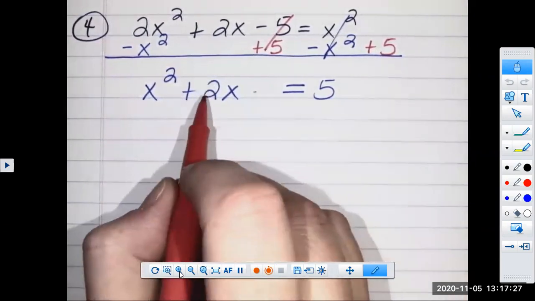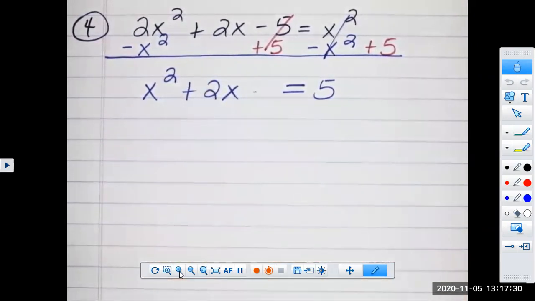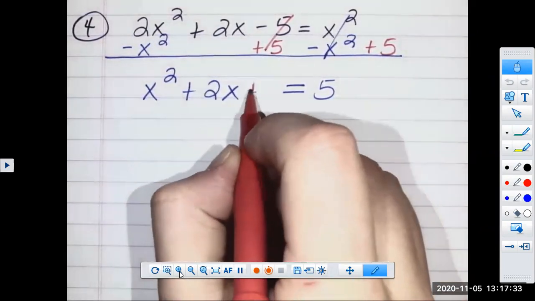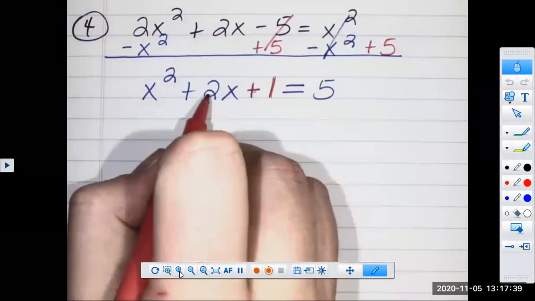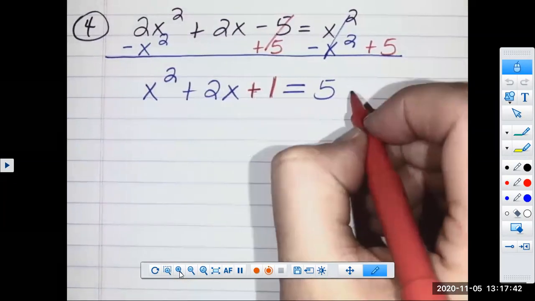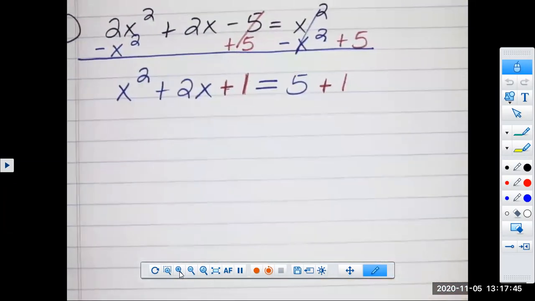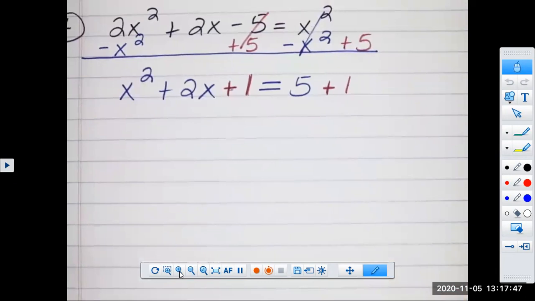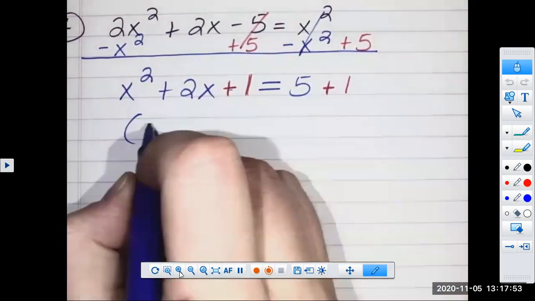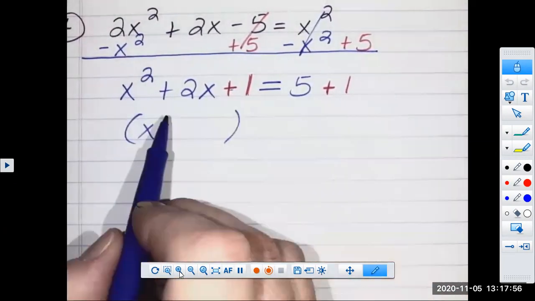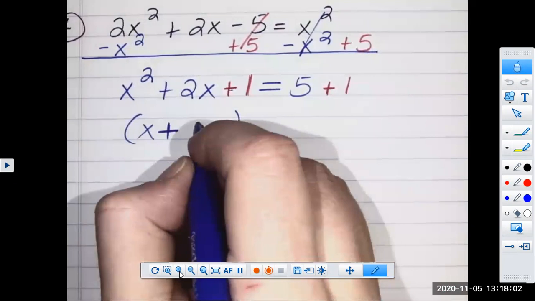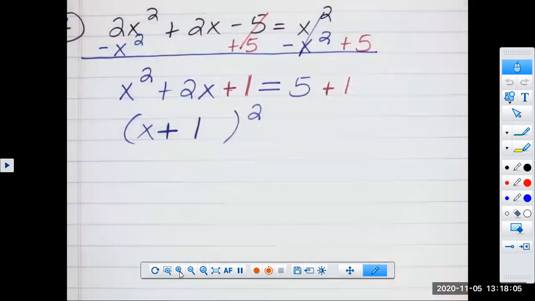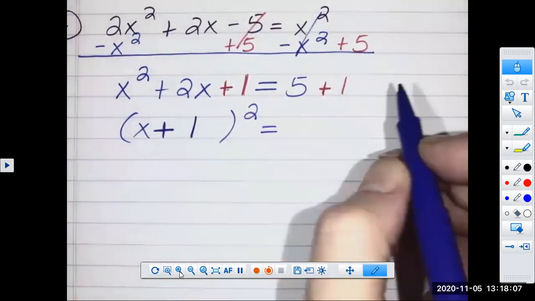Okay, when you take half of this number and square it, what do you get? When you take half of the 2 and square it, you get 1. So you add 1 to both sides. And this will factor. Take the square root of x squared. This sign is the same, so this is a plus sign. And then, of course, the square root of 1 is 1. So you've got (x + 1)^2 = 6.